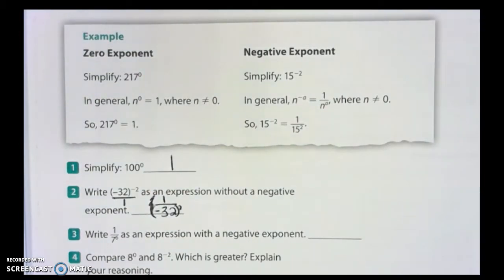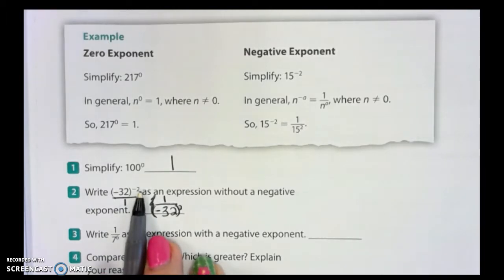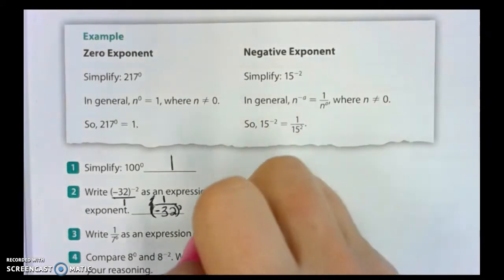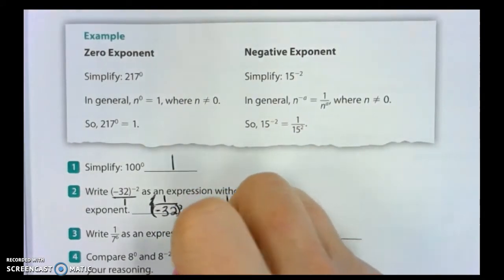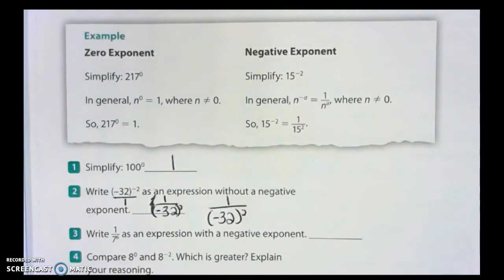No. 32 squared would not be the same. Notice that the coefficient, or the base, negative 32 is still negative. The only thing that changed was the negative 2 exponent is now a positive 2. If you can't read that mess, here it is neater. How many got that?